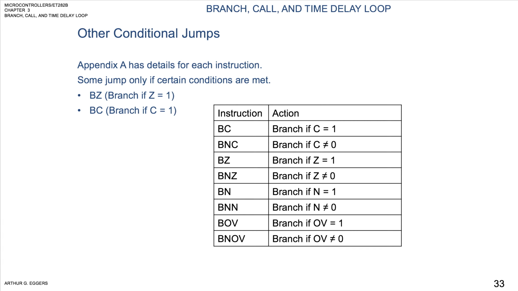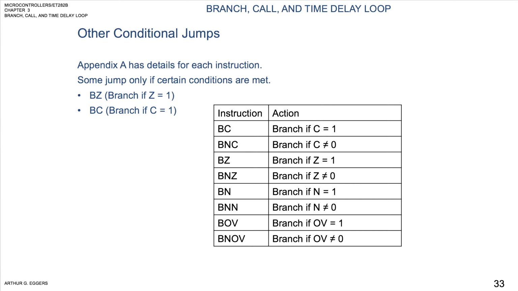The next step then, as we said in the last video, is looking at other ways to do conditional jumps. In the appendix of your book, there are details for each of these instructions. Some jump only if certain conditions are met. So we're going to look at a branch if Z is equal to 1 and a branch if C is equal to 1. Conditional branches for the PIC then are summarized in the table. As I said before, you can check Appendix A for more descriptions.